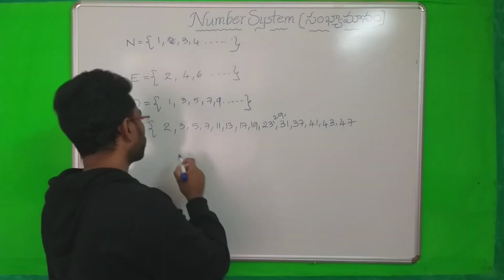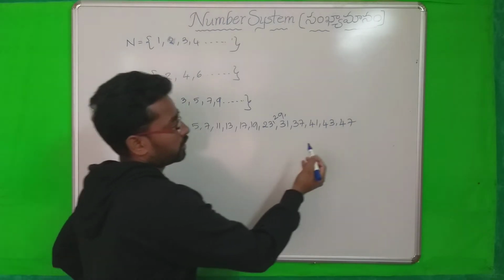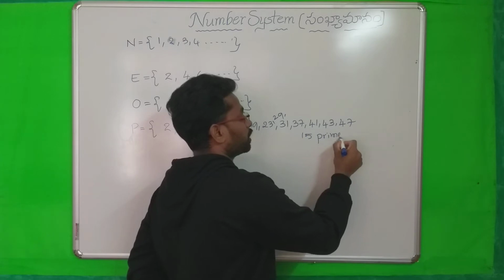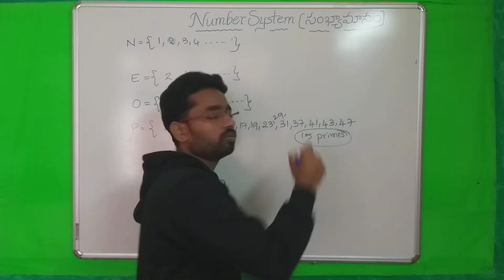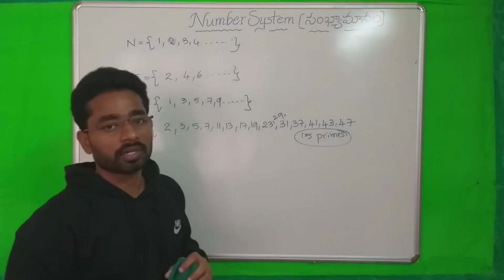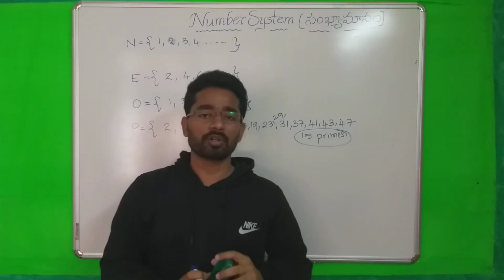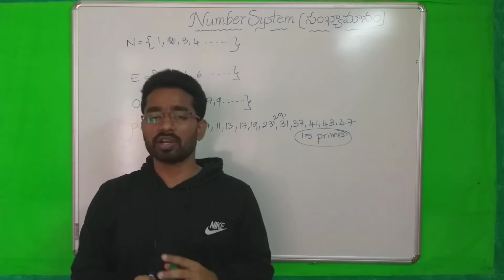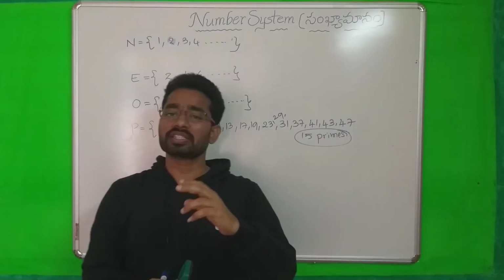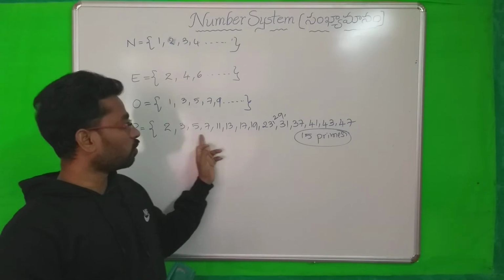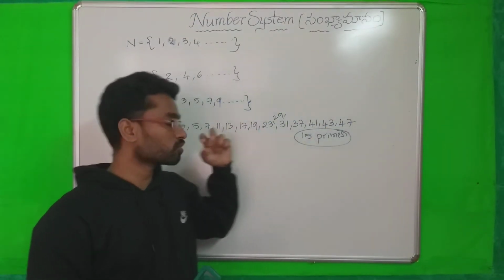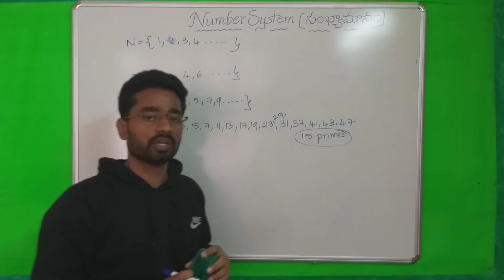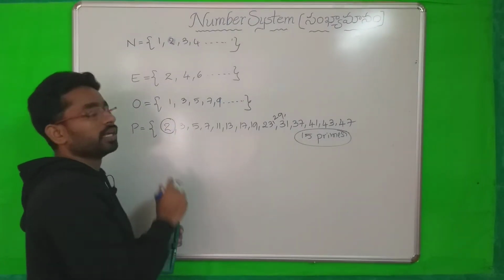So below 50, how many are there? You can observe you are getting 15 primes. So you may get bits also: how many primes are there below 50? 15 primes. And you have to remember one more important point in this. The smallest prime number is 2, and one more bit you can get: what is the even prime? You can observe all prime numbers are odd except 2. So 2 is even, and the remaining prime numbers are all odd. So we can call 2 the even prime.